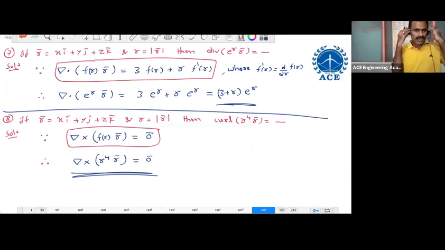Next, we start the last subtopic, vector integration. In vector differentiation, we discussed three quantities: gradient, divergence, curl. Along with these three quantities, one more thing is the directional derivative. Okay, let us start the last subtopic, vector integration.